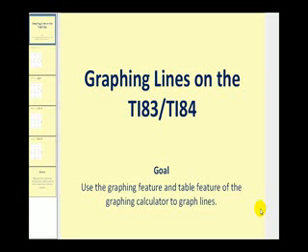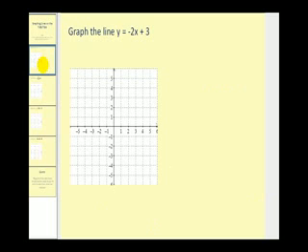Welcome to a video that will show you how to graph lines on the TI-83 or TI-84 graphing calculator using the graphing feature as well as the table feature. So let's say we want to graph the line y equals negative 2x plus 3. Slope-intercept form is the perfect form to enter into the graphing calculator because the graphing calculator does require the equation to be solved for y.